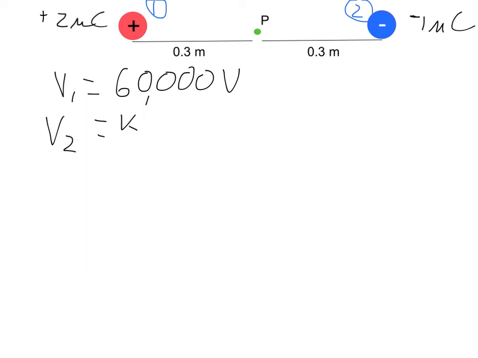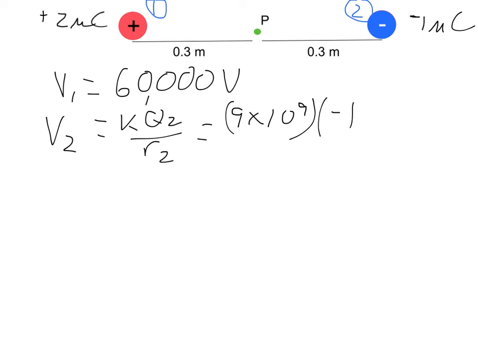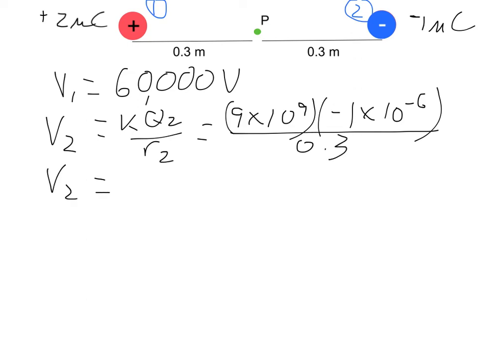I'll show you the calculation again, KQ2 over R2. And if you're clever, you can probably skip the substitution here because the K value is the same. The magnitude of the charge is the same, but the sign is the opposite. So 1 times 10 to the negative 6th would be my charge value in coulombs, and it's the same distance of 0.3 meters. In terms of my calculation, everything going in my calculator is exactly the same except for that negative sign. And so the voltage induced at point P from charge 2 is now negative 30,000 volts.